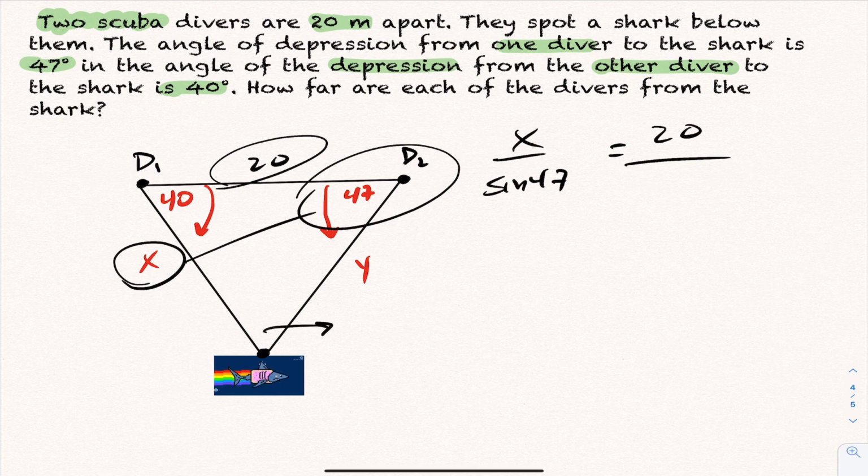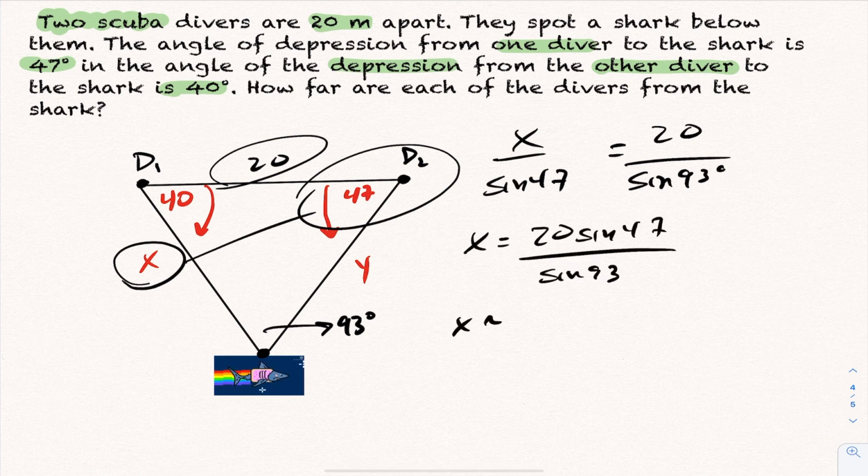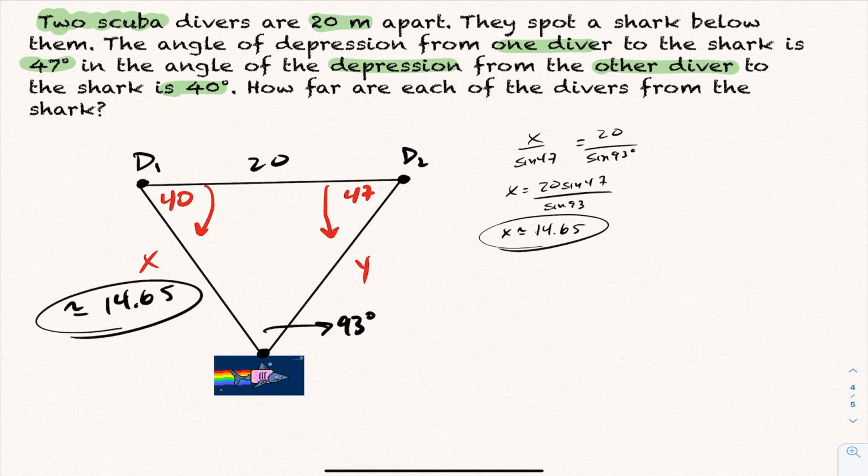I know it has to add up to 180. So in this case here, it would be 93 degrees. So this will be the sine of 93 degrees. Multiply across by sine 47, and I get x is approximately equal to 14.65. Okay, so now I want to solve for the other length here, y.